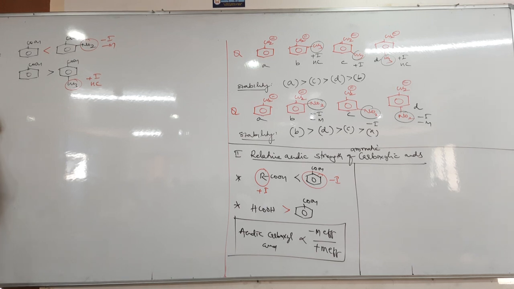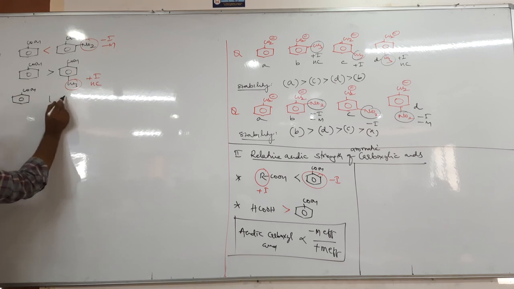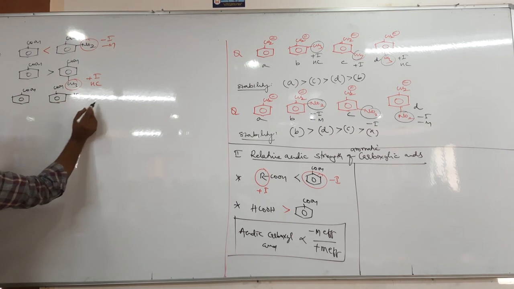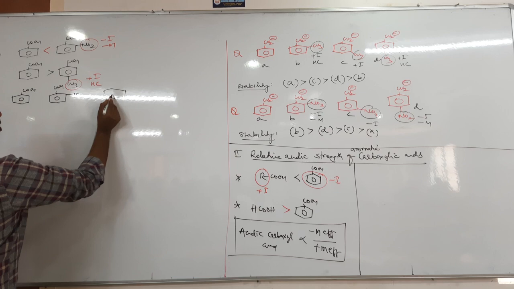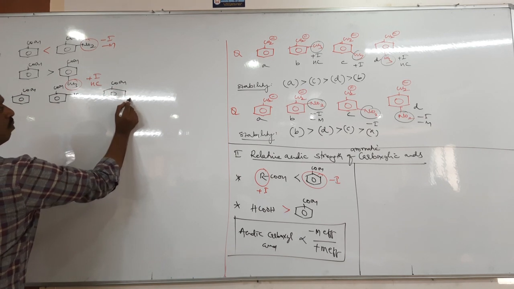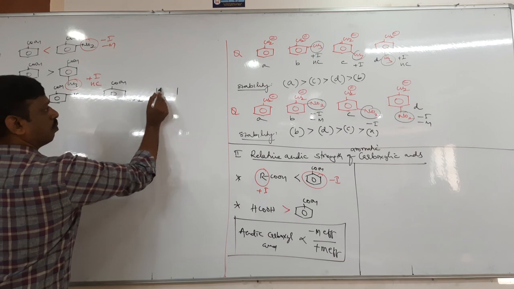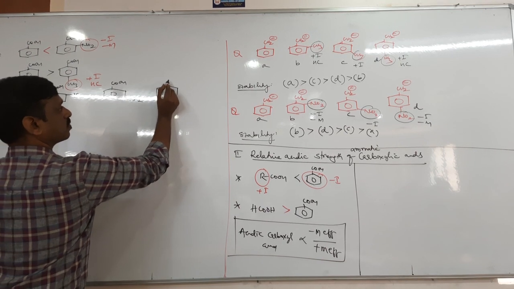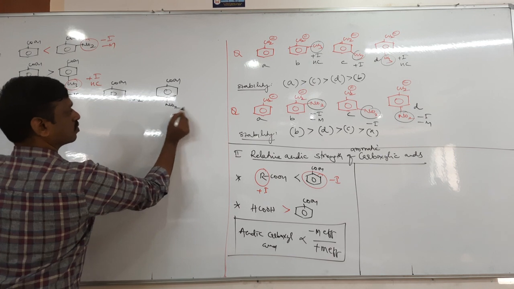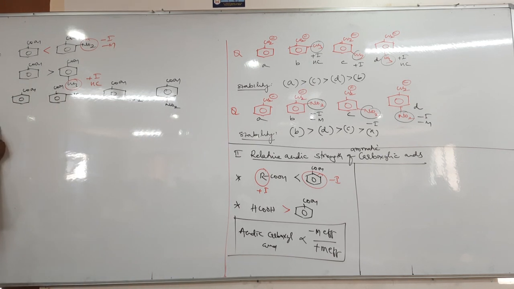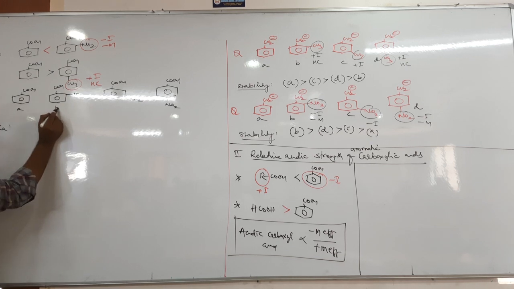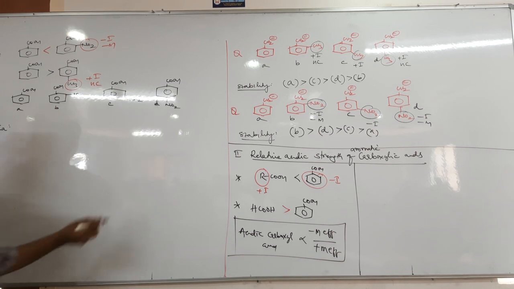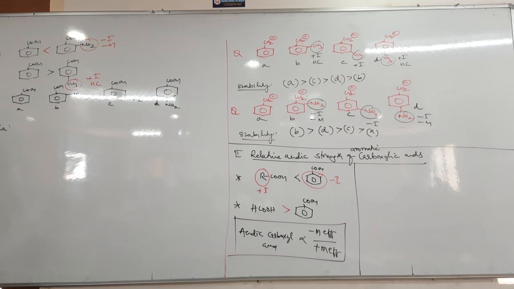Next, one more example. Now let us take benzoic acid, orthonitrobenzoic acid, metanitrobenzoic acid, and paranitrobenzoic acid. So what is the order of acidic strength? It is nothing but Ka. It is A, B, C, D. Tell me, what is the order of acidic strength of these?